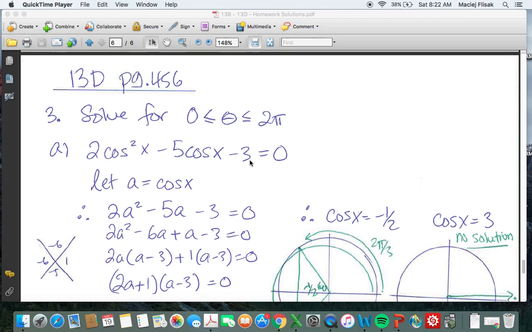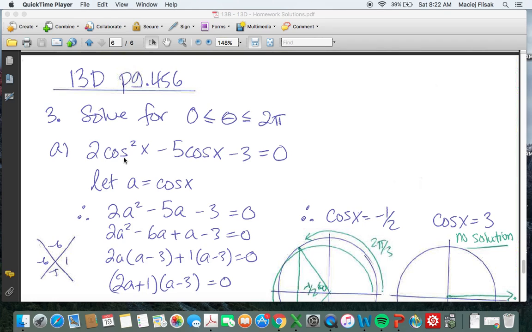These questions are a little bit different, but when you look at it, hopefully you saw this: something squared, then the same thing, not squared, and then the number. If you saw that with your quadratic eyes, you would notice this is in quadratic form. So I'm going to do a substitution just to make it look a little more like a quadratic. I'm going to say let a equal cosine x, so cosine x will be replaced by a.